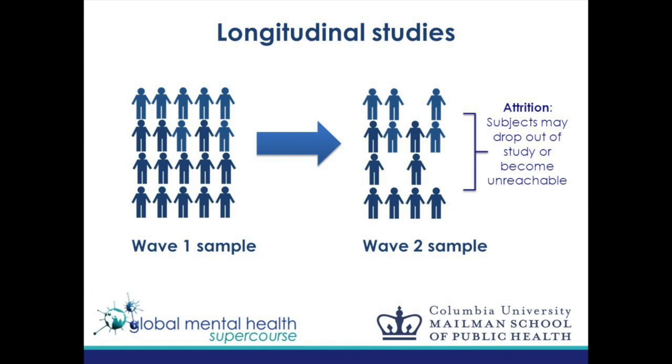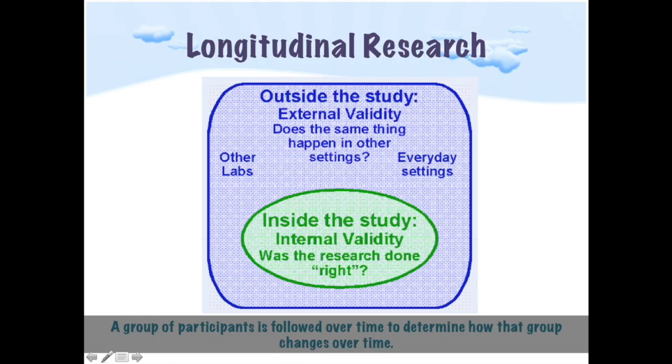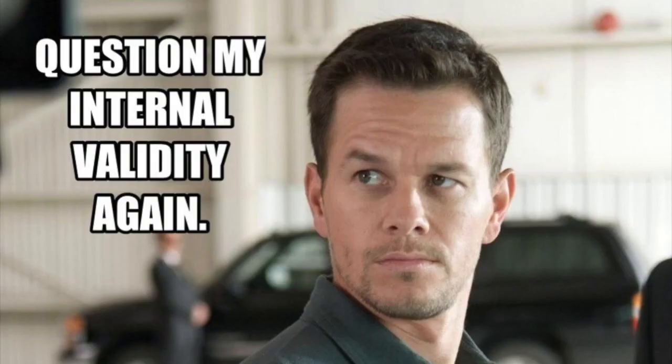One of the major problems of longitudinal research is attrition, which is the loss of participants. So, people drop out over time, and it can be unclear if the reason for that attrition is something to do with the research itself or other variables. And so, because of that, it can affect the internal validity of our study.